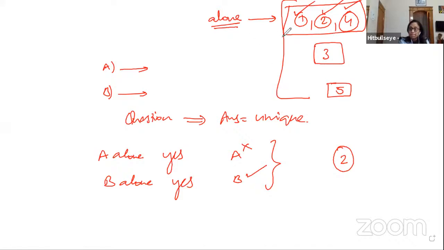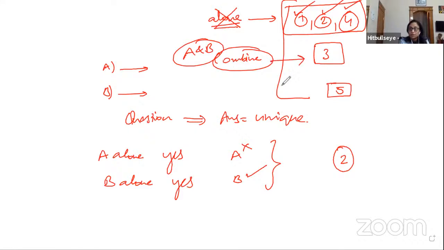Now suppose neither 1 nor 2 nor 4 becomes my answer. What do I do then? Alone, nothing is working. Then you combine the 2 informations. You combine the information of A and B together as one single information. And if that gives you the answer, you will be marking option 3. And if that also doesn't get marked, that means that also doesn't work, then you ultimately come to option number 5.